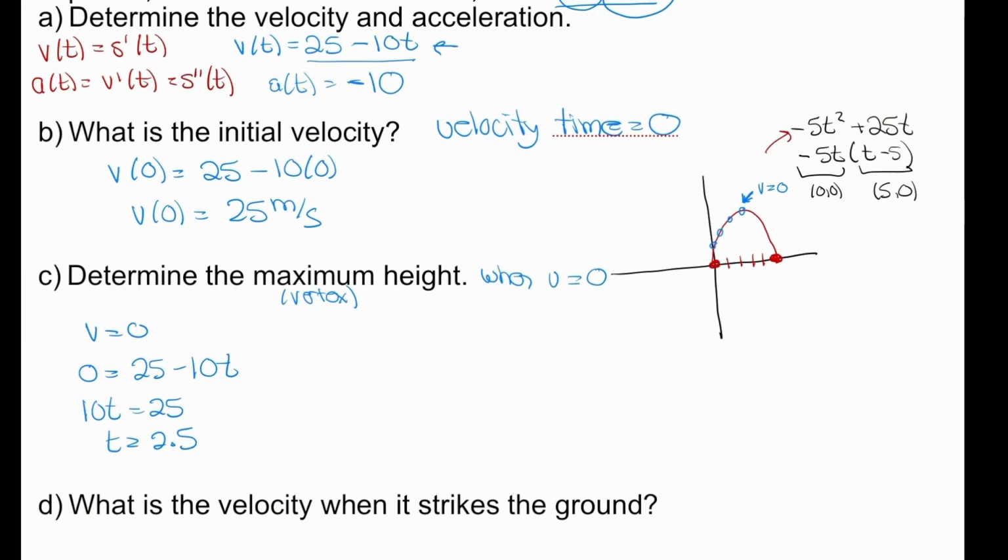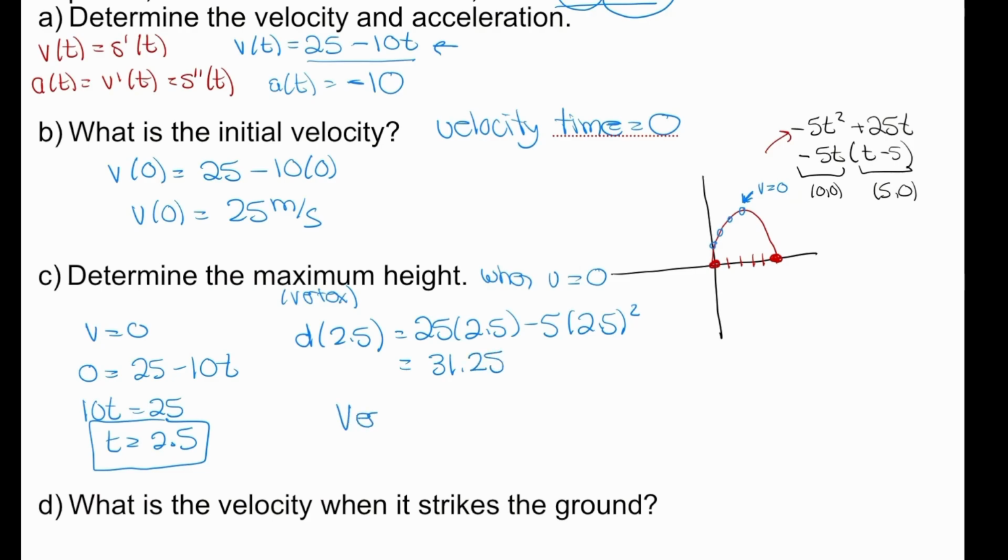So this is telling me that my y value at my vertex is at time 2.5. So now let's put that back into our position time equation and solve for what the y value will be when time is 2.5. So we have 25 times 2.5 minus 5 times 2.5 squared. Sorry, my dog is barking. So when we work all that through, the height is at 31.25.